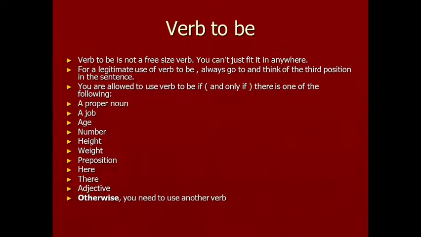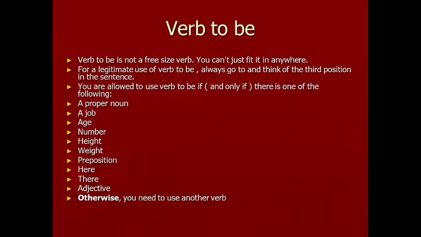Verb to be is not a free size verb. Okay, so you can't use it anywhere you want. You can't just fit it in anywhere like it's saying right here. Okay, so to be able to use verb to be, you always gotta go and look at the last part of the sentence, right? The third position, as people like to call it. Okay, you're allowed to use verb to be if, and only if, to be more specific, there is one of the following. Okay, so now we have a proper noun, a job, age, number, height, weight, preposition, here, there, adjective, or otherwise you need to use another form of verbs. Okay, you can't use to be with everything out there. It just doesn't fit like that.